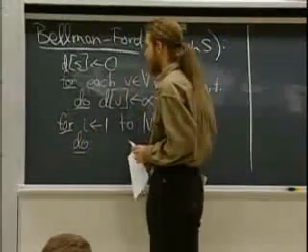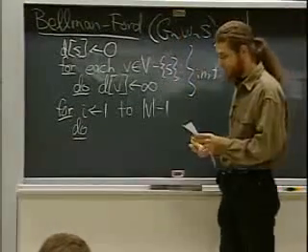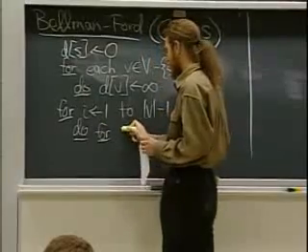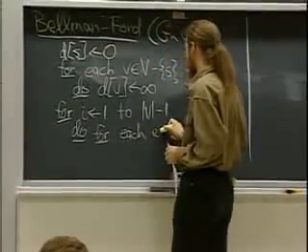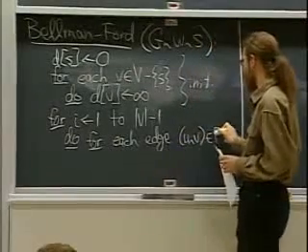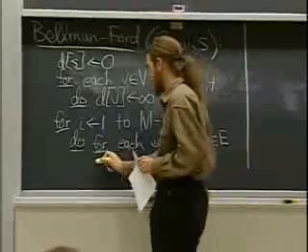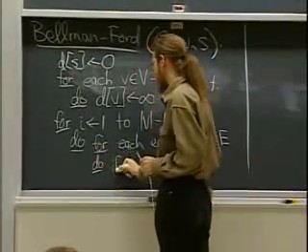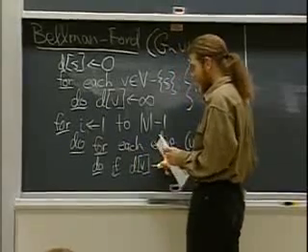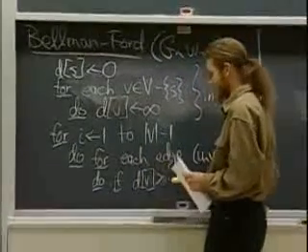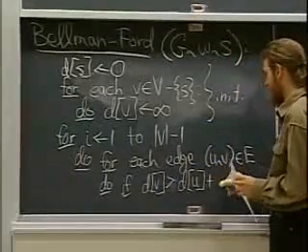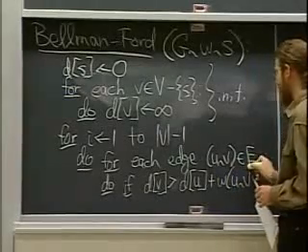And now we have a main loop which happens v minus 1 times. We're not actually going to use the index I, it's just a counter. And we're just going to look at every edge and relax it. It's a very simple idea. This is, if you learn about relaxation, this is maybe the first thing you might try.